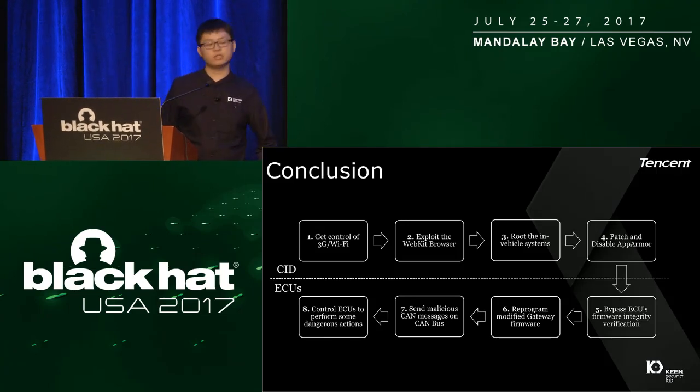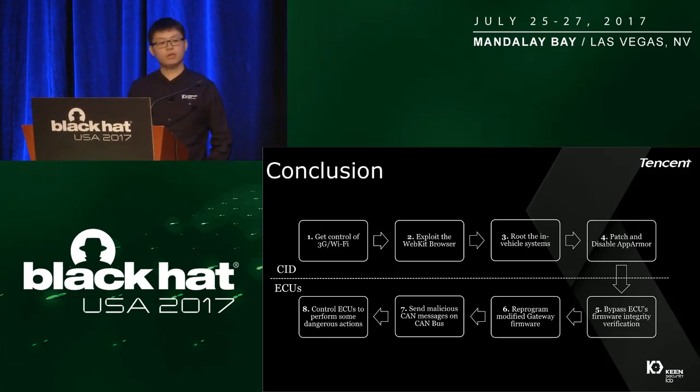Okay, let me give a brief summary. Firstly, we proved that we can gain entrance via Wi-Fi and 3G. Secondly, we used the pontoon style. We use some memory corruption bugs to exploit the browser and the Linux kernel. Then it's time to compromise the CAN bus. Based on our reverse engineering, we bypassed the firmware integrity check and then reprogrammed our crafted gateway firmware. From now on, we can send arbitrary CAN messages to the CAN bus.